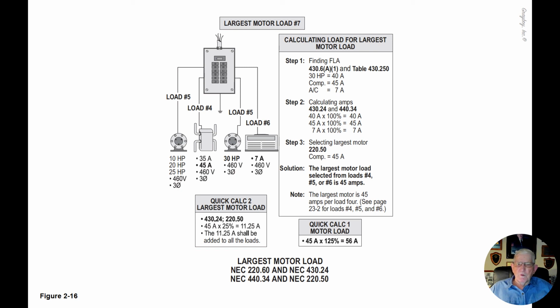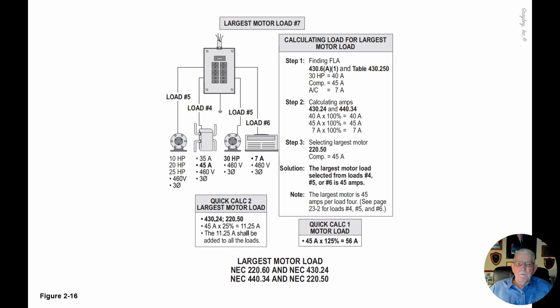But applying the 25% rule, because you took all these loads at 100%, it'd be quick calc 2 to determine the largest motor. And we would take the 45 amps at 25%, and we'd add 11.25 amps to the loads. Now, notice this would be the procedure if you were adding all of the loads together to determine the total VA and amps for the service conductors.